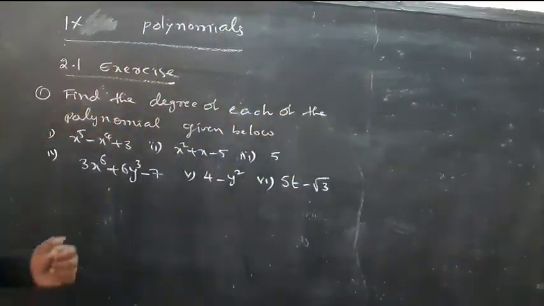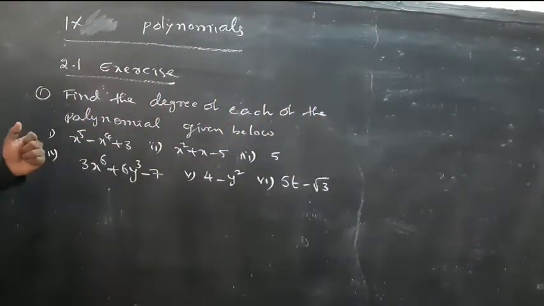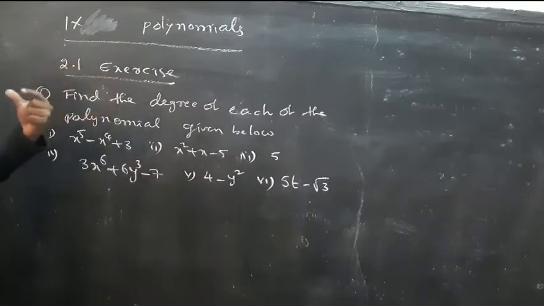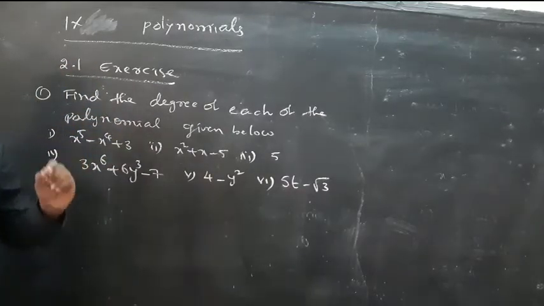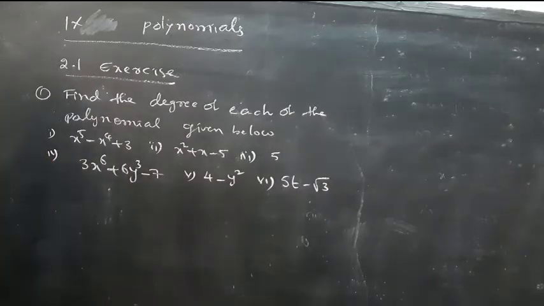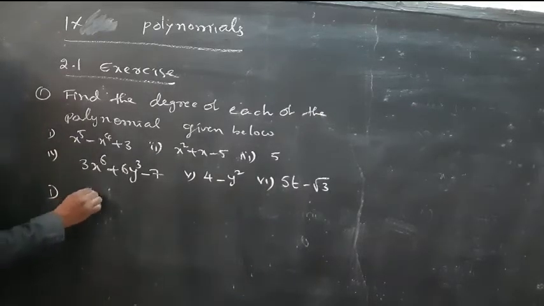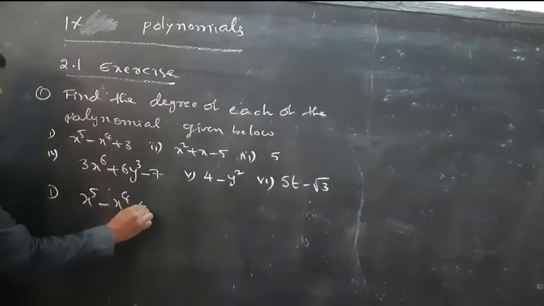Students, I am moving to exercise 2.1. Here is the first bit. Find the degree of each of the polynomials given below. Here total 6 questions are there. From those 6, I am going to explain 3 questions. The remaining you have to complete as homework. For example, what is the first question? Find the degree of x power 5 minus x power 4 plus 3.